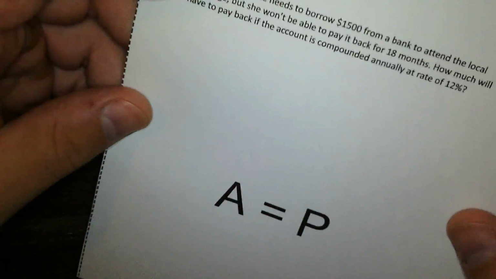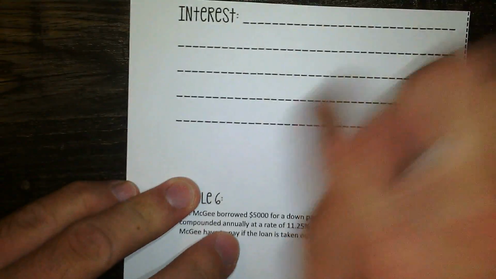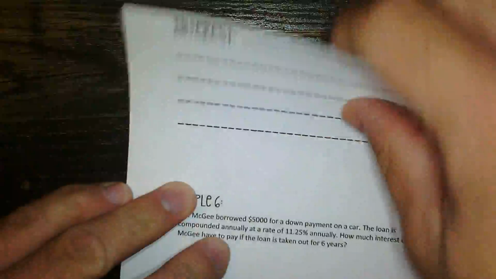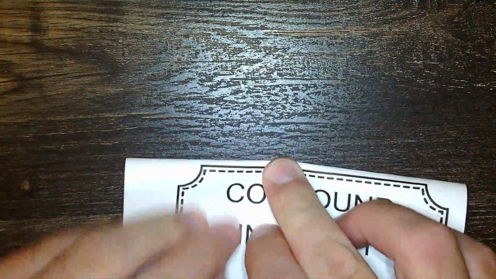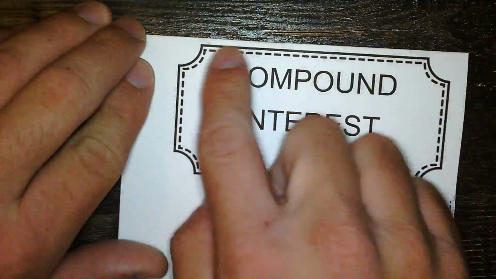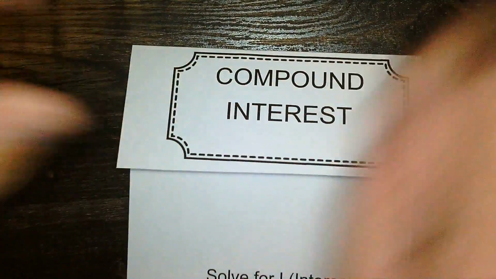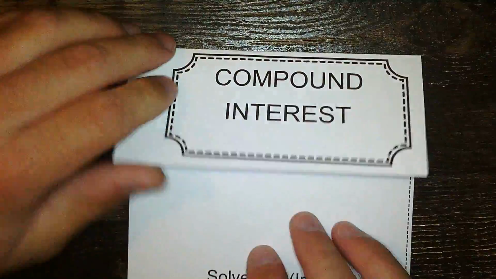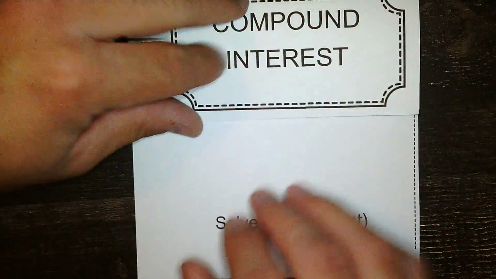Alright, so I'm going to take this side first, the one that says compound interest on it. Okay, I'm going to flip it over. I want to look at the interest here. So I'm going to flip this over, where it looks like so. And I have a little bit of white at the top here. So once I have that done, when I open it up, I should be able to see interest, example 6, and solve for I.